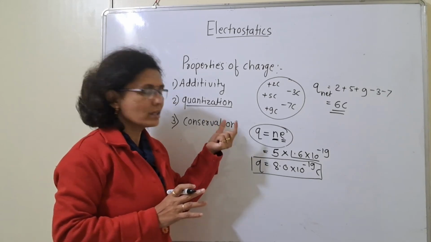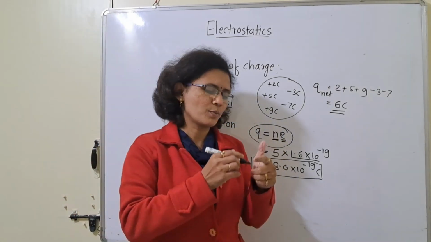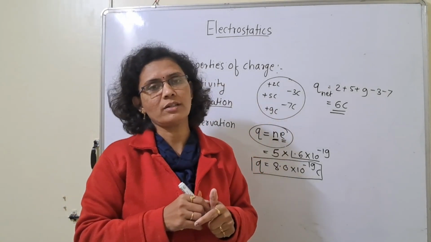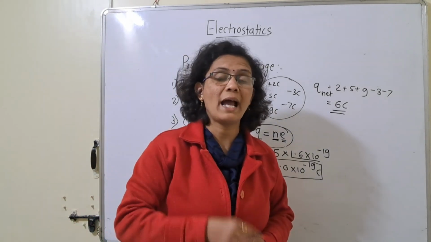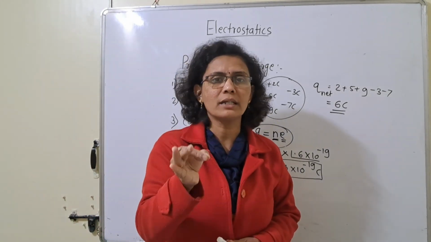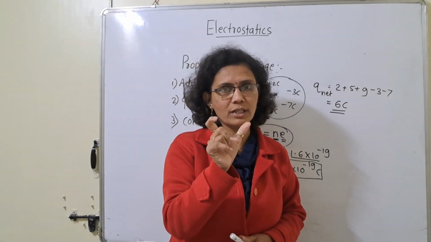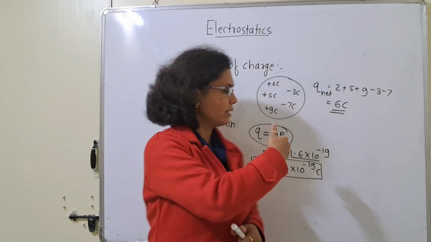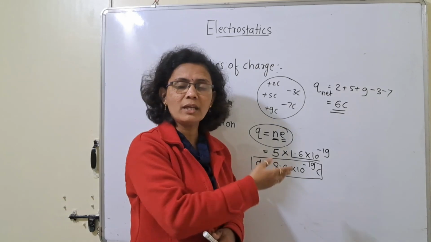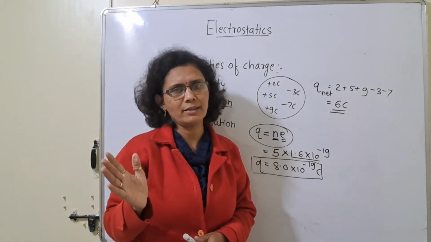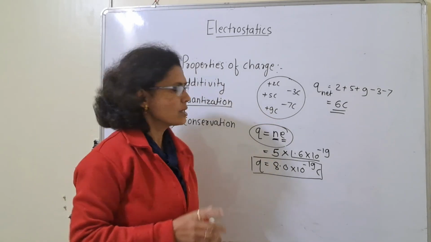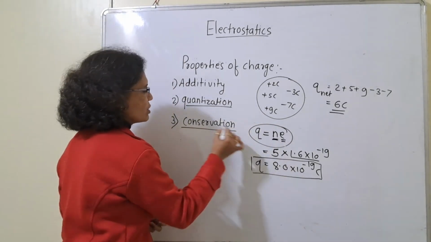Quantization of charge. This means charge can be transferred from one point to another point or one body to another body as an integral multiple of individual charge. One charge, what is that quantity? Multiply it by that N. And N will be 0, 1, 2, 3 and so on. Understood this? So the last property, that is conservation.